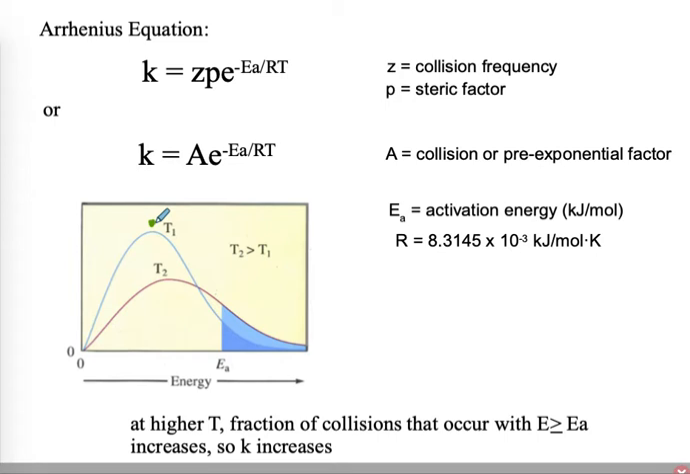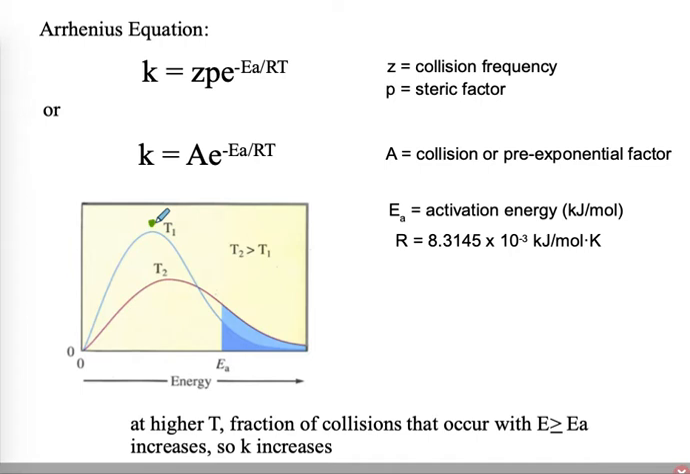The area underneath the curve, shaded dark blue, represents the fraction of collisions that occur with an energy equal to or greater than the activation energy, and therefore result in reaction. So as you can see, most collisions don't result in reaction, only a few do. But as you increase temperature from T1 to T2, now look at the red curve, you see that the distribution curve is shifted towards higher energy.